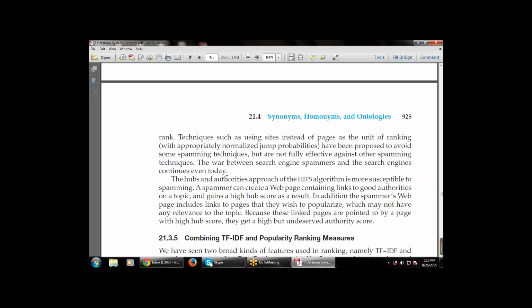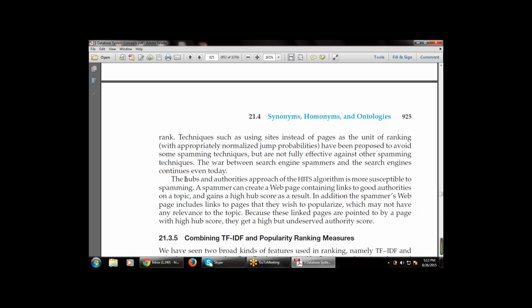The hubs and authorities approach of the HITS algorithm is most susceptible to spamming. A spammer can create a web page containing links to good authorities on a topic and gain a high hub score as a result.